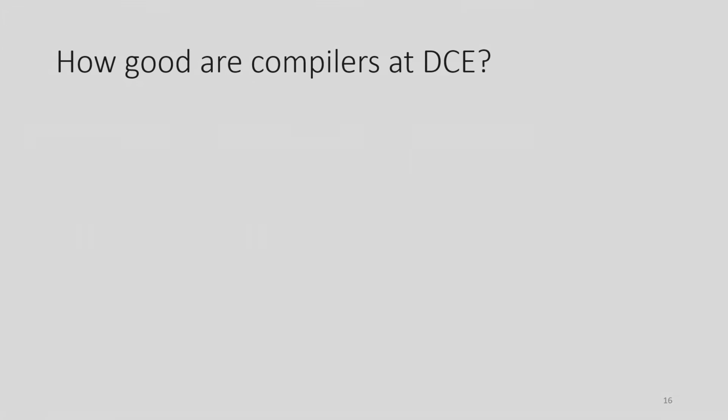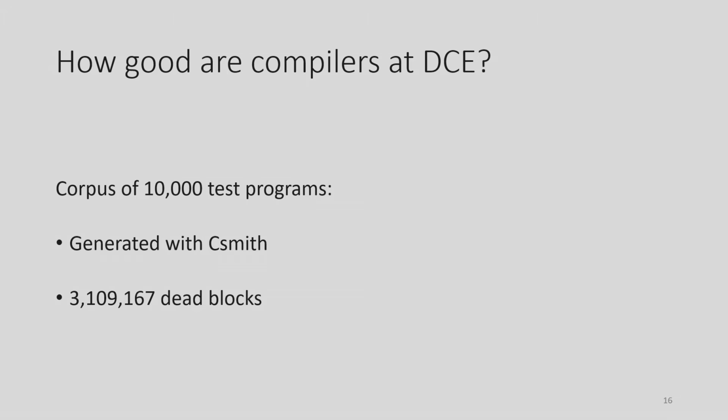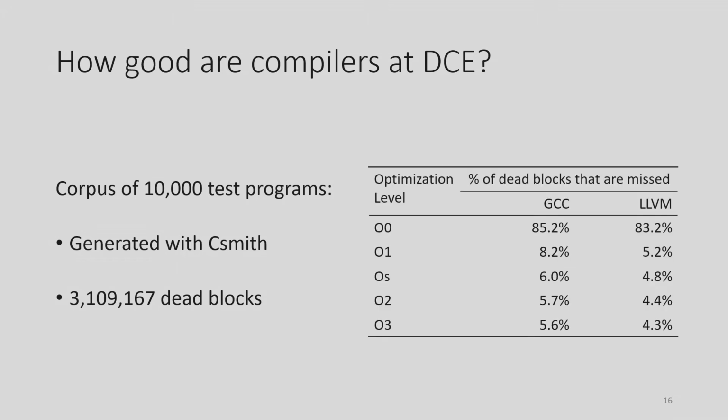How good are they compared to a theoretical compiler that would eliminate everything? To answer this question, we look at a corpus of 10,000 test programs. These were randomly generated by CSmith. And we could measure that the number of dead blocks in these programs was around 3 million. Our theoretical perfect compiler would eliminate all of these. But now we can compare this with real compilers, such as GCC and LLVM at various optimization levels. And as we observe, even at the highest optimization level, they miss around 5% of these.